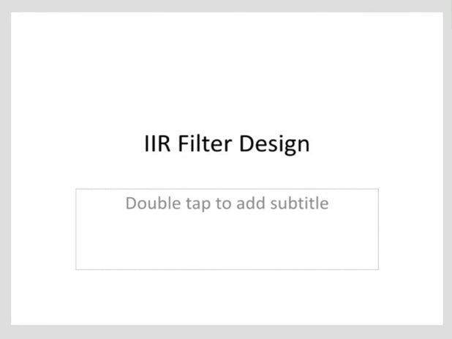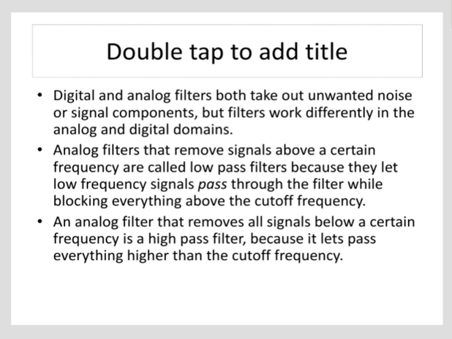IIR filter design. Digital and analog filters both take out unwanted noise or signal components, but filters work differently in the analog and digital domain. Analog filters that remove the signal above a certain frequency are called low pass filters because they let low frequency signals pass through while blocking everything above the cutoff frequency.